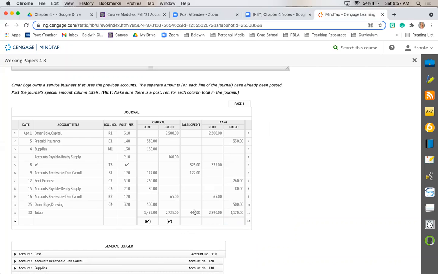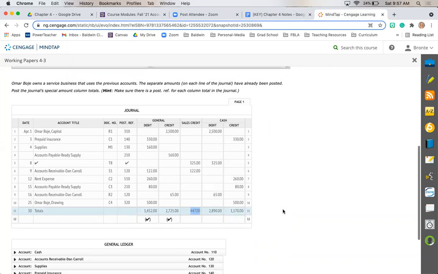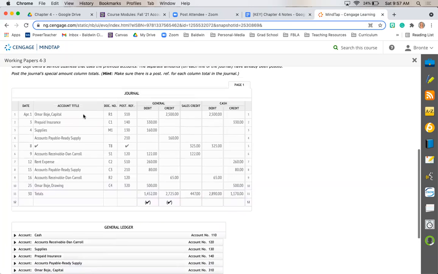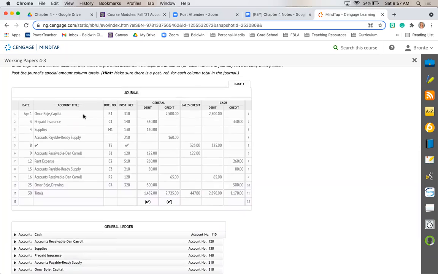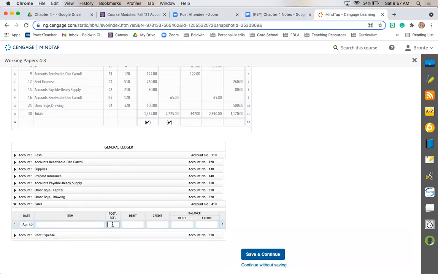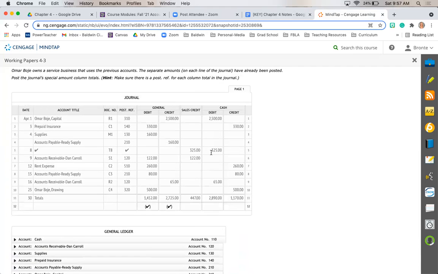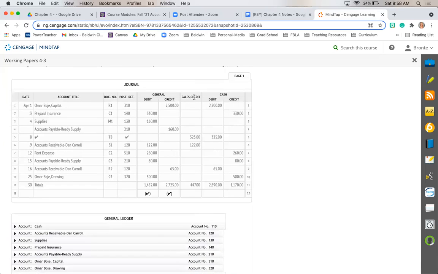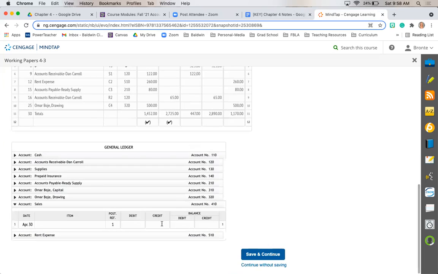So the first one is going to be sales credit for $447. I'm going to go down to my sales account. I'm going to put in the date, which we are in the month of April here. So April has 30 days. My post ref is going to be my journal page, page 1. Sales, if I don't know, it has the word credit, sales credit, $447. I don't have anything else going on, so it's going to automatically update my balance.